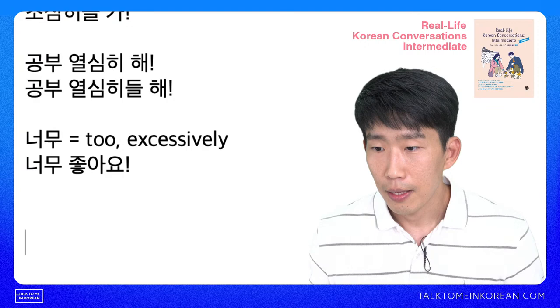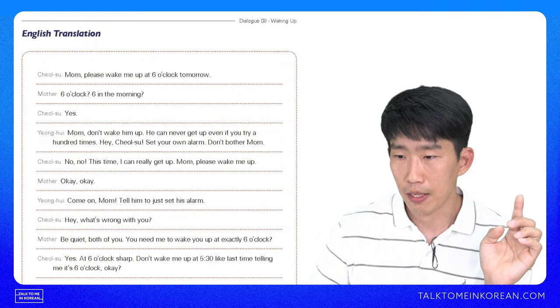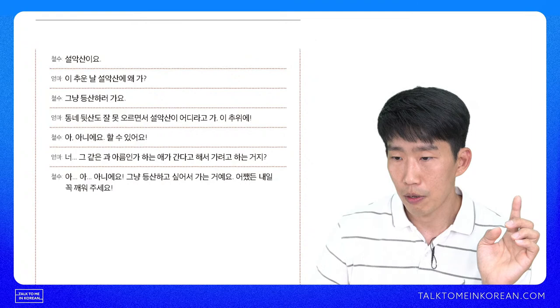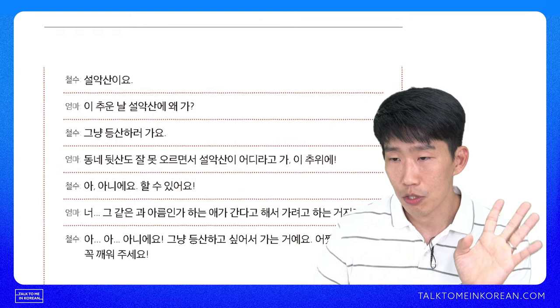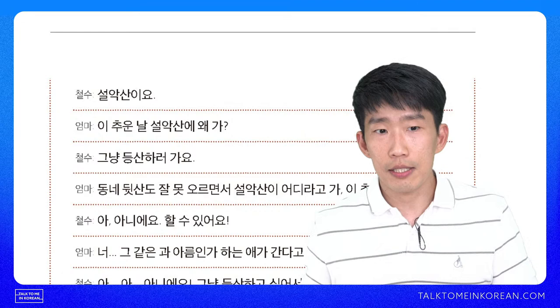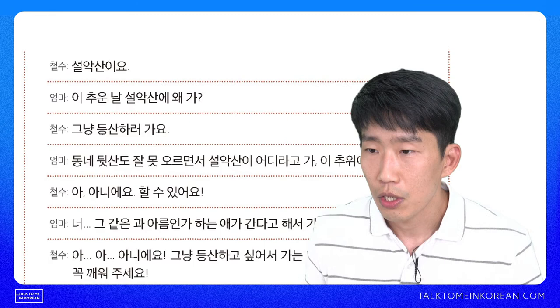And then here, let's look at the next page over here. This page is a translation, so I'll skip this part. Okay, this is actually not three pages, it's two pages. So, mom asked, where are you gonna go after waking up at 6 in the morning? 철수 says, 설악산이요, 설악산, Mount 설악.